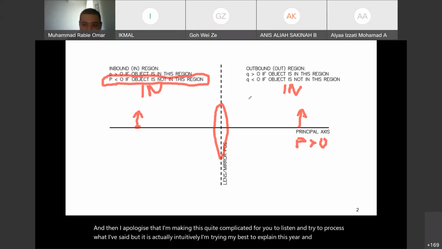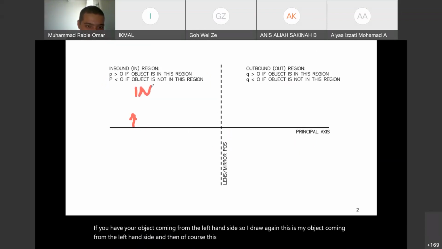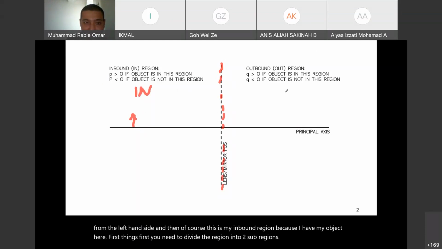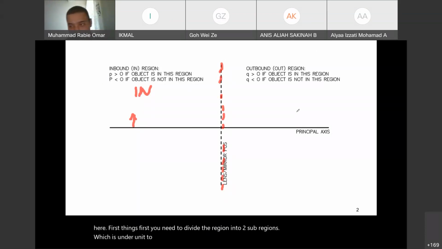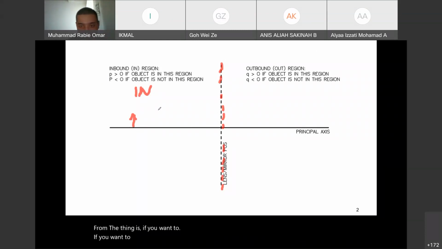And of course, if you have your object coming from the left-hand side, so I draw again, this is my object coming from the left-hand side. And then, of course, this is my inbound region because I have my object here. First things first, you need to divide the region into two sub-regions, okay? And then you need to identify which one is the inbound region, which is the outbound region. The thing is, if you want to know whether it is an inbound region or outbound region, you need to identify the forbidden region.